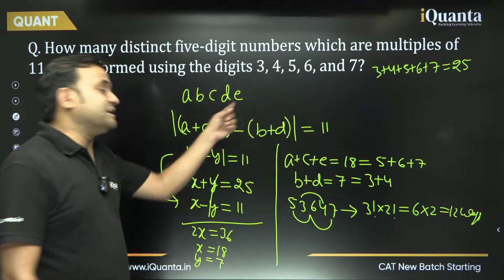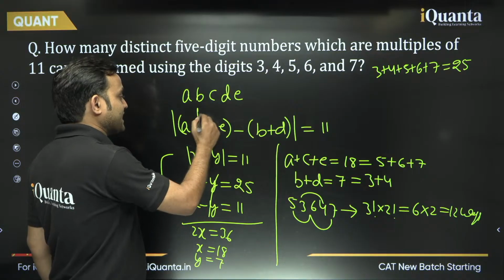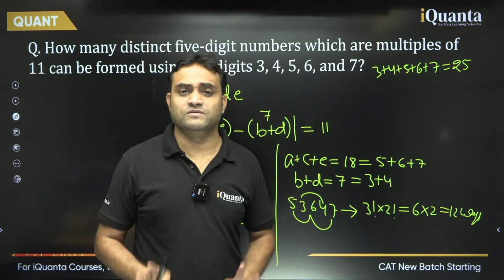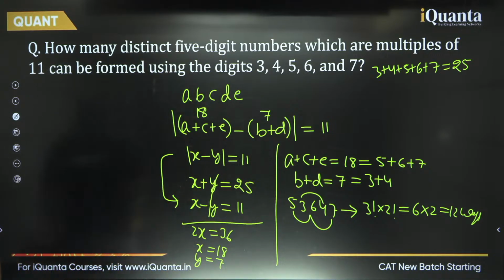This number will be divisible by 11 when the sum of these 3 numbers is 18 and the sum of the other 2 numbers is 7. That's the only possibility. So Vineet got this correct. Vineet's answer is correct here, and Vijay Ramchandra's answer is also correct. 7 5 3 5 6 1 is not even, so Vijay, that one is wrong.